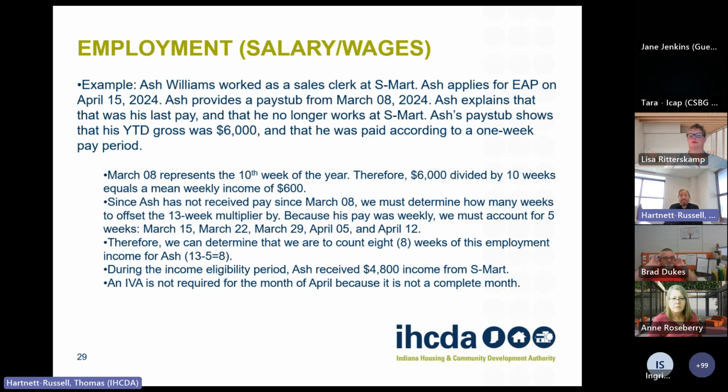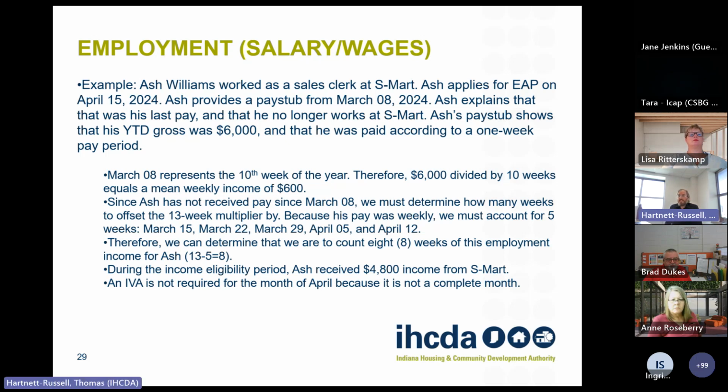So when you're looking at this example, if you count up by the number of Fridays in 2024, March 8th represents the 10th week of the year. Therefore, $6,000 divided by 10 weeks equals a mean weekly income of $600.